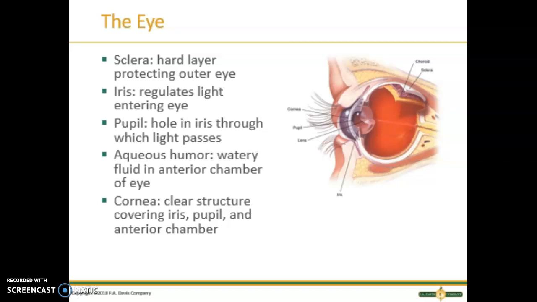The anterior chamber contains the watery aqueous humor, and the cornea is the clear structure that covers the iris, pupil, and the anterior chamber. The cornea is provided with oxygen and nutrients through tears, not blood vessels. And here we see all the different parts that are labeled. So go ahead and take a second to look at all the parts labeled here.